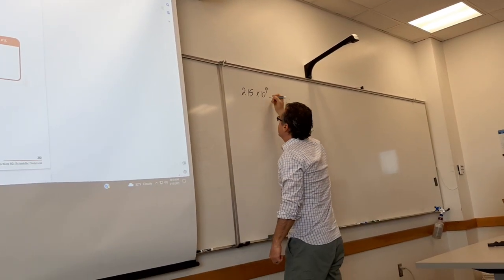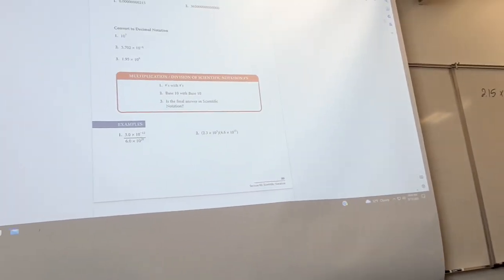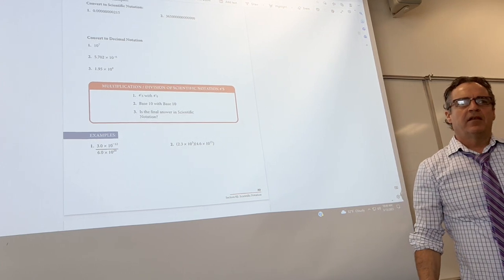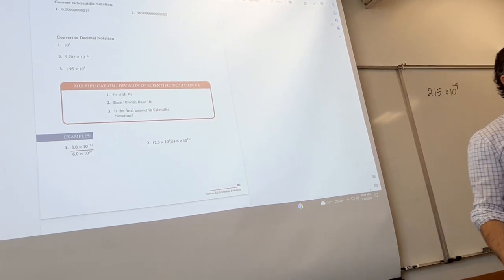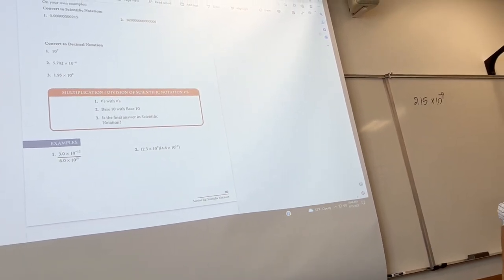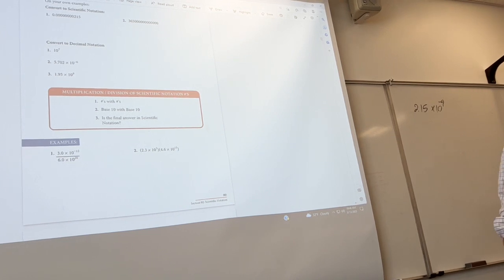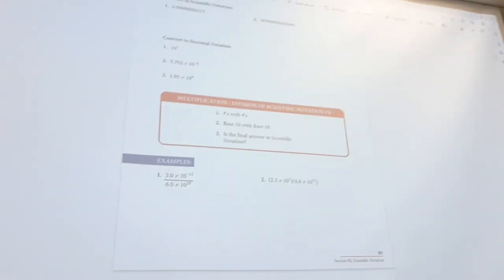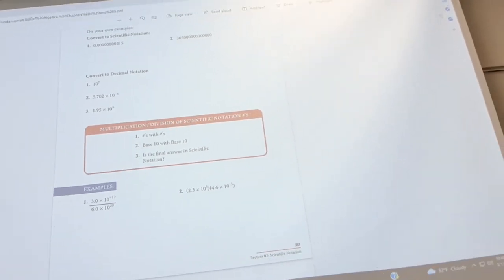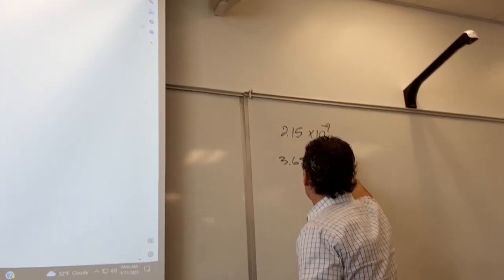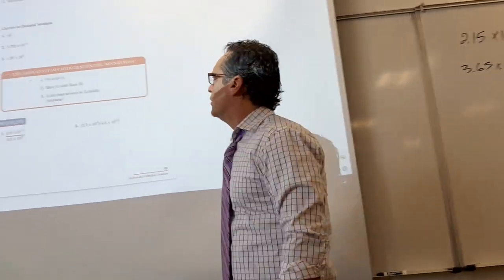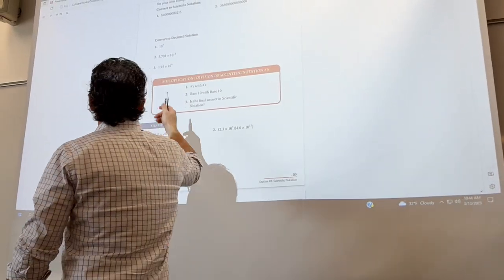Okay, and is it negative 9 because it's less than 1? You moved to the right, or the original number was less than 1, right? You cool? Okay. Next one, 3.65 times 10 to the what? 14. Okay, we are in agreement on that one. That is 14. We cool with that? Everybody agree with 14 on that? Very good.